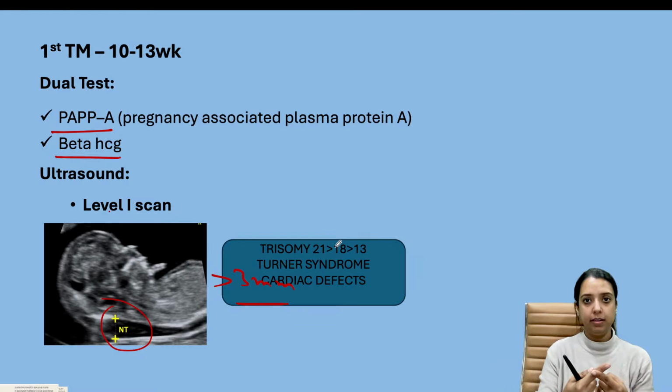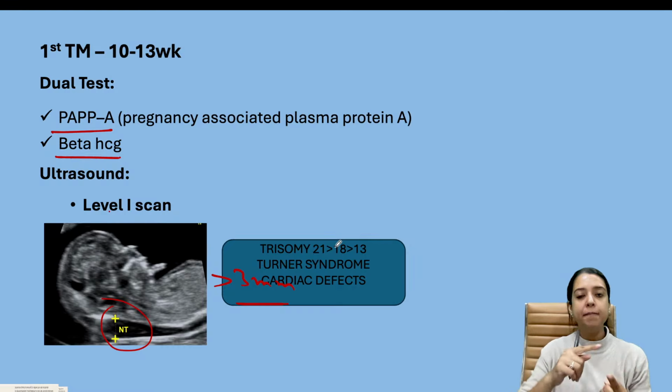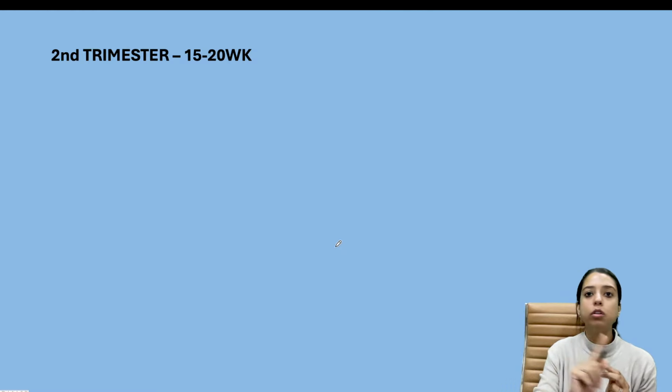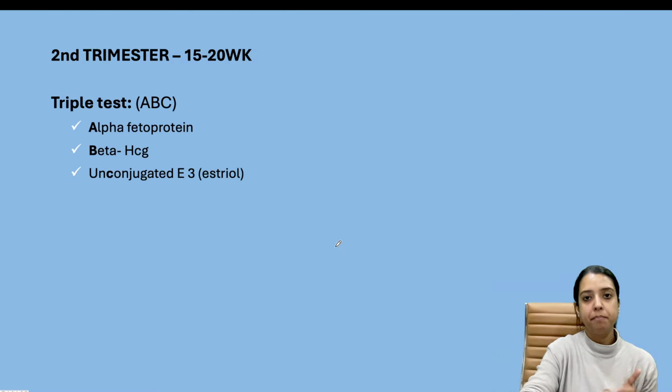Both are done. Dual marker के blood test क्या है? PAPP-A and beta HCG. If somebody missed the first trimester screening, then we do the second trimester screening. ठीक है. If she missed the first one, second trimester में now we don't do the nuchal translucency. We can only do the blood test and we call it quadruple test. पहले ट्रिपल करते थे, अब क्वाड्रुपल करते हैं.